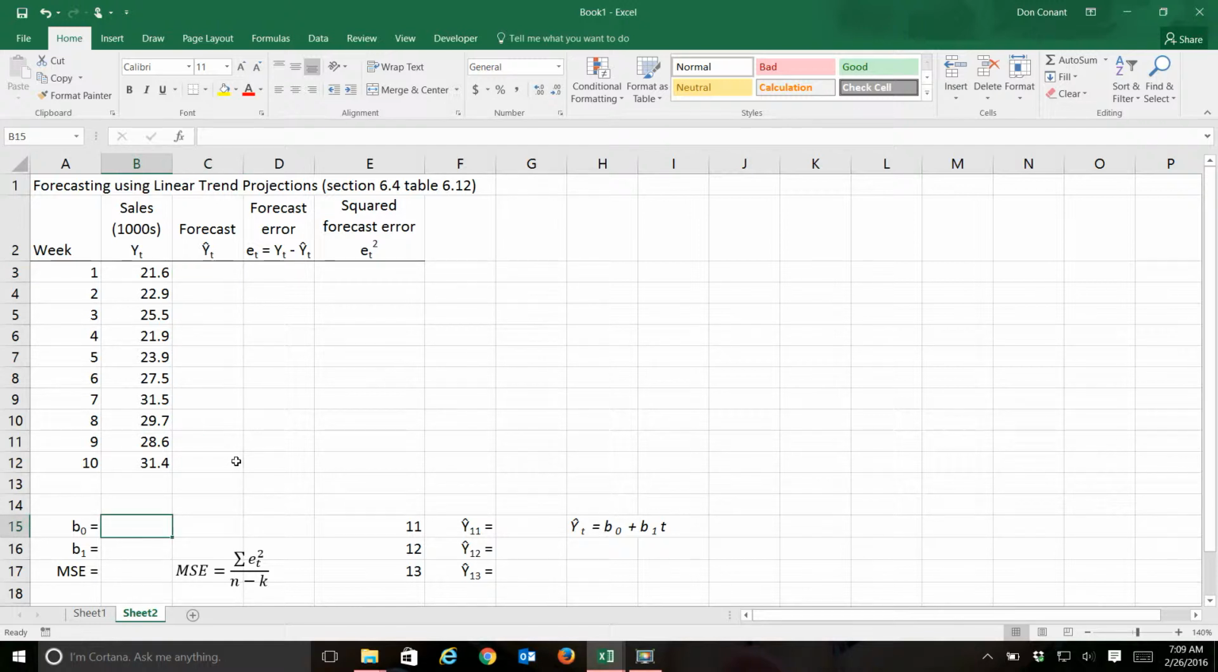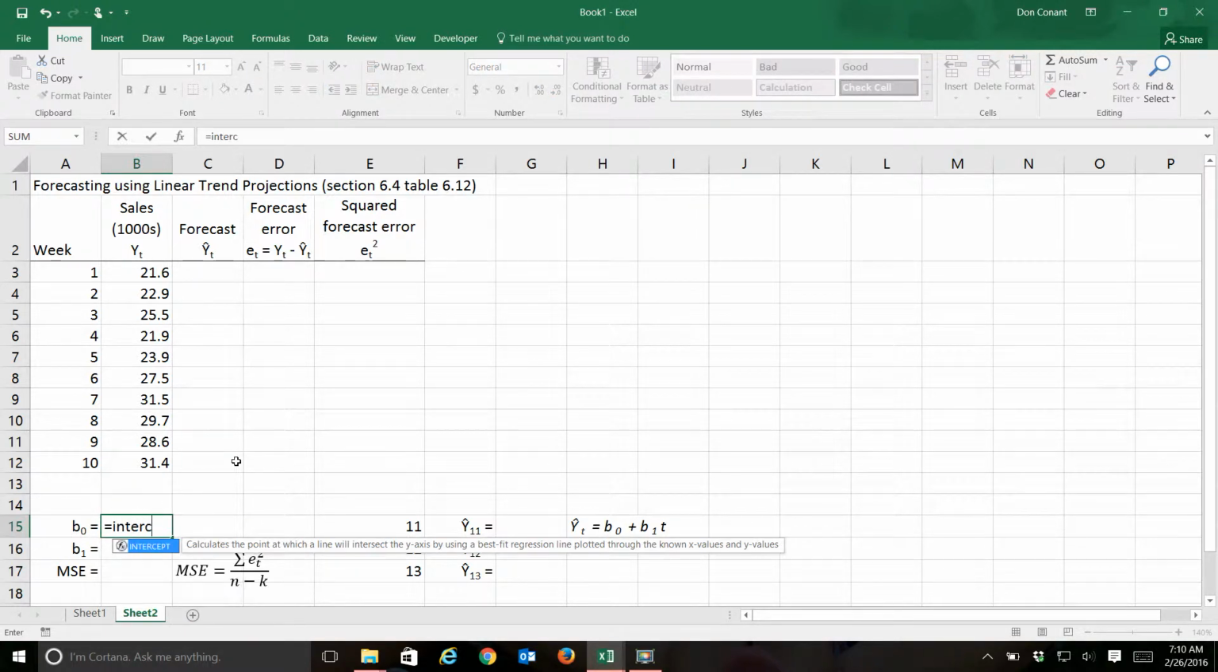the critical parts of doing the linear trend projection is to find the intercept and the slope of the line. So I'll go ahead and do the intercept first, and in Excel we'll use the intercept function. That in our equation is b sub 0, the y-intercept. This is where our trend line intercepts the y-axis. It's where it crosses the y-axis.